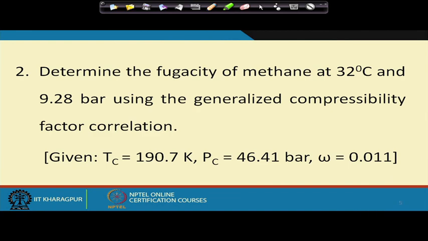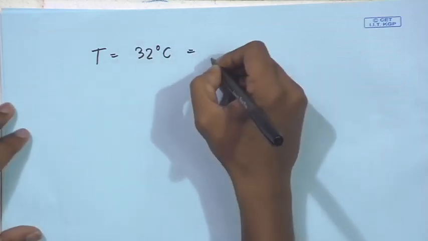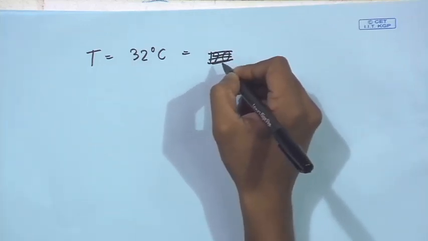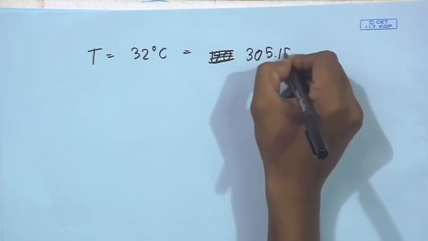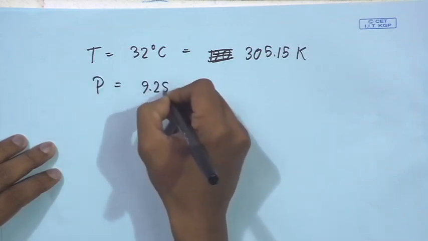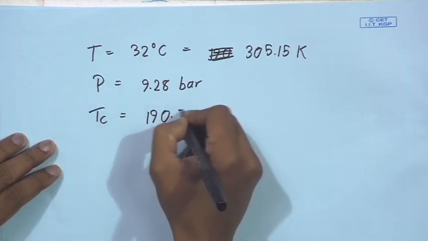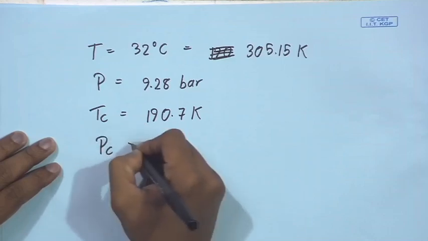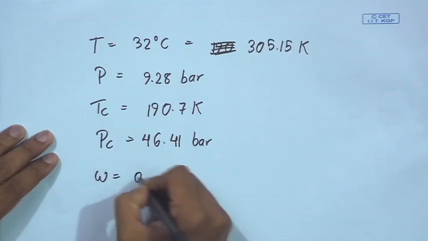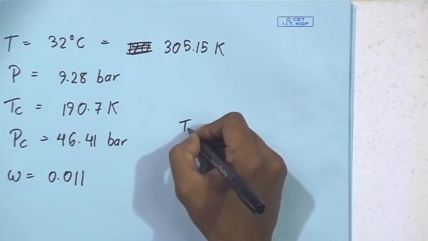First thing, we write down the values. T is equal to 32 degrees Celsius, that is 305.15 Kelvin. P is 9.28 bar. Tc is 190.7 Kelvin. Pc is 46.41 bar and the eccentric factor is 0.011. Okay. Now we calculate the reduced temperature and reduced pressure values.